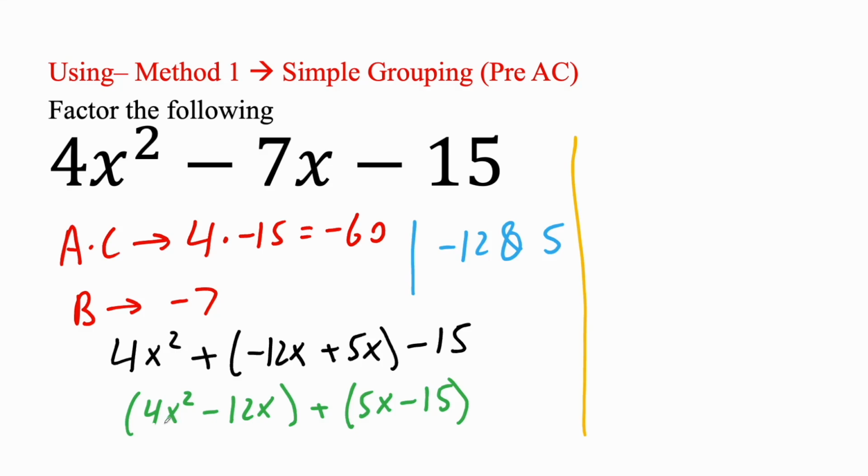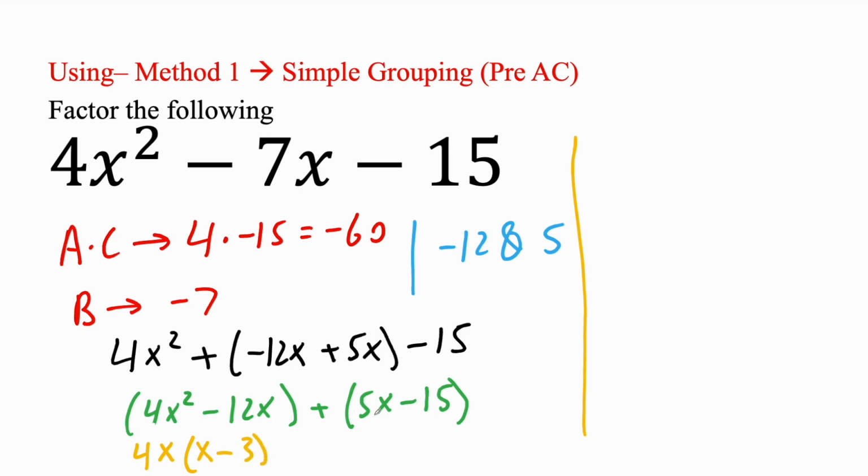And so we see what's in common. 4x squared negative 12x. Well, we could take out an x. Now we think, what's the biggest number I could divide both of them by and get a whole number? That's going to be 4. So I have parentheses, 4x times something is 4x squared, that's going to be x. 4x times something is negative 12x, that's going to be negative 3.